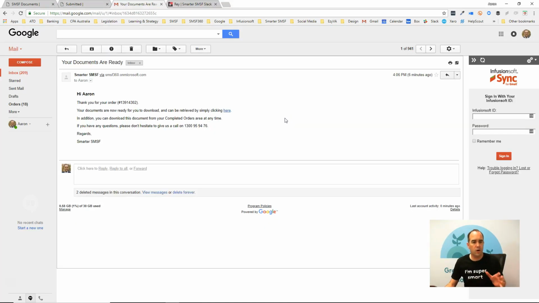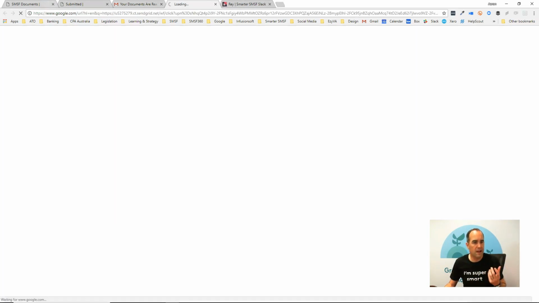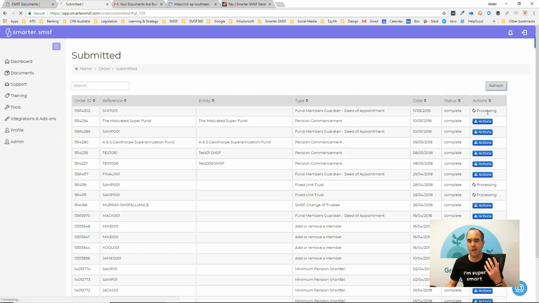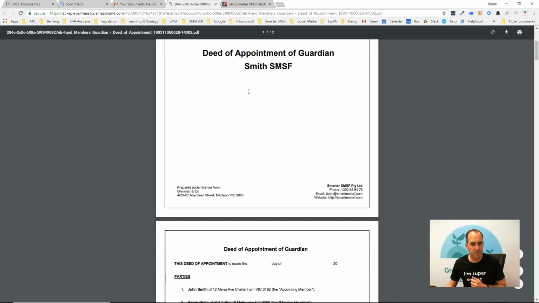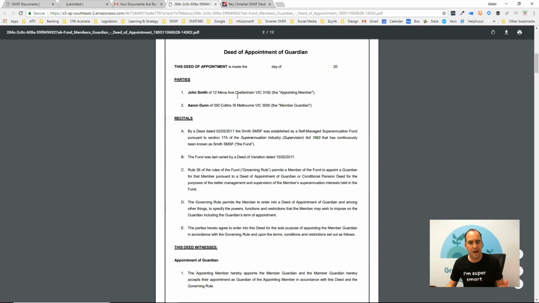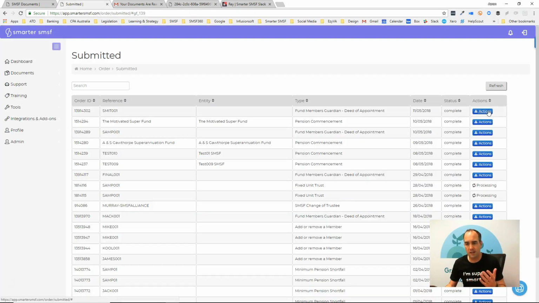Okay, so we've now got our completed order here. You can see the email has come through, and if we go to our submitted area and we refresh that, you can also see here that we can download the document here as well. So what we've got is our deed of appointment of guardian within the Smith SMSF, and we can then see the parties to this appointment, or this deed of appointment of the fund member's guardian. Like I said before, you can also download that document there.